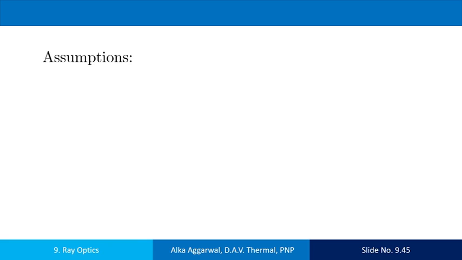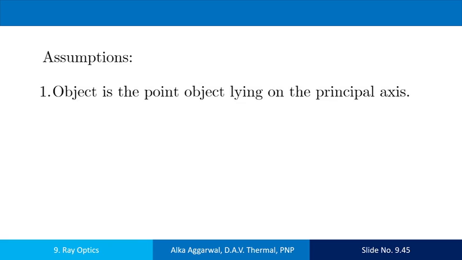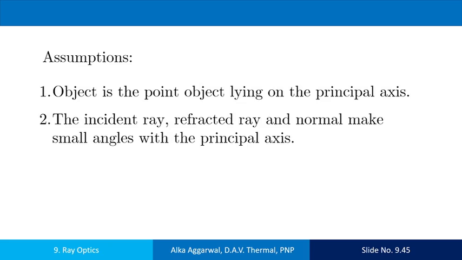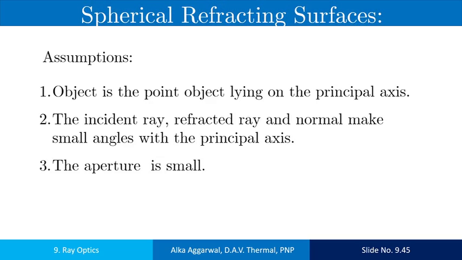Now the study of refraction at spherical surfaces will be based on the following assumptions. The object is a point object lying on the principal axis. The incident and refracted rays make small angles with the principal axis. The aperture is small. The sign conventions used for spherical surfaces are the same as those used in lenses.